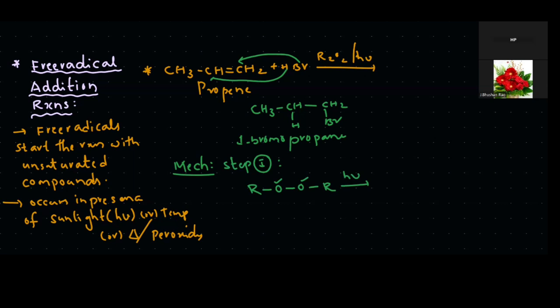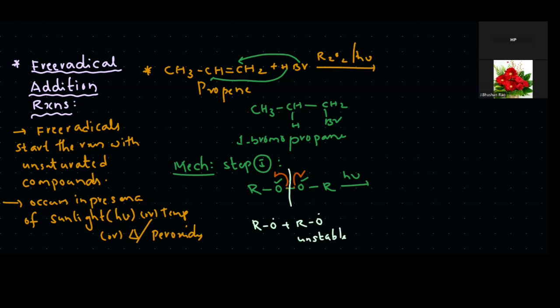One bond has 2 electrons, and each one electron shifts onto an oxygen atom. So at that time, free radicals develop. The bond cleaves equally and converts into RO free radical plus RO free radical. Alkoxy free radicals form. This alkoxy free radical is an unstable form.